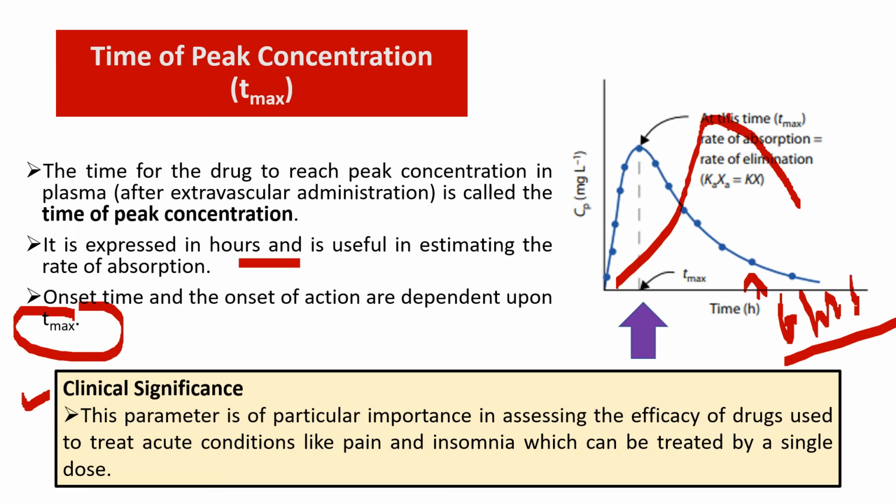So if you're having severe pain, you need a drug which has a Tmax of around 30 minutes, not even 1 hour, less than 30 minutes, so that the person gets relief. And for that, the drug has to reach the peak concentration. So that's why Tmax as well as Cmax are very important.